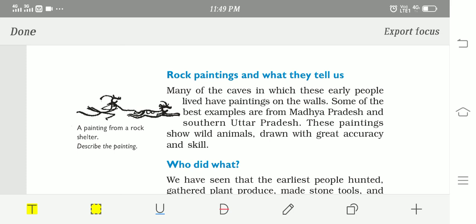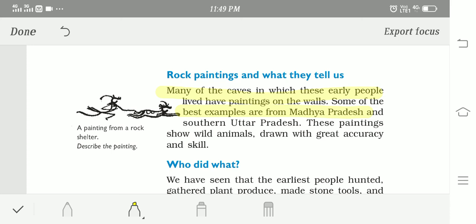Rock paintings, what they tell us. Yes, another thing which we found in the caves is rock painting. Rock paintings in the caves of Ajanta, Ellora, all these in Maharashtra and other areas. We found that the cave walls have paintings made with natural colors by early humans. So definitely this is very important. It is also found in Uttar Pradesh and Madhya Pradesh.